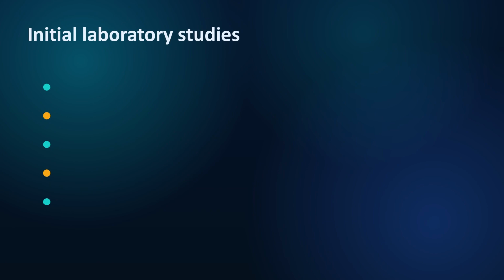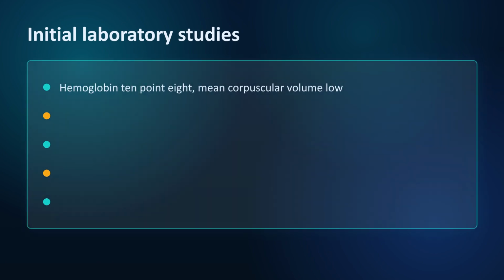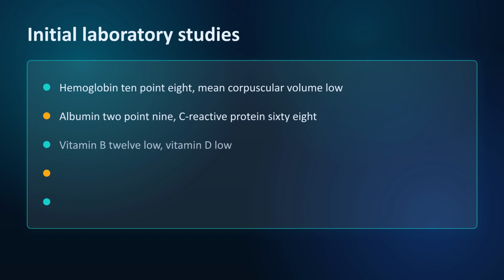His laboratory studies. Hemoglobin is 10.8 with a low mean corpuscular volume. Albumin is 2.9, low, and C-reactive protein is 68, markedly raised. His vitamin B12 is low, and his vitamin D is low. His fecal occult blood test is positive, even though he told us there was no blood. And his stool infectious studies are all negative.